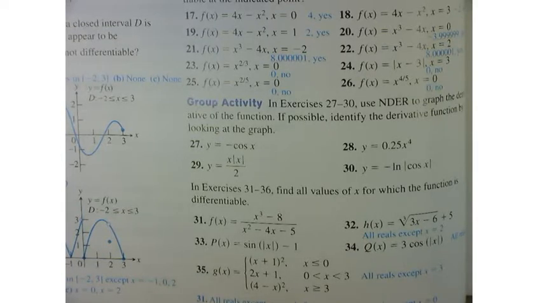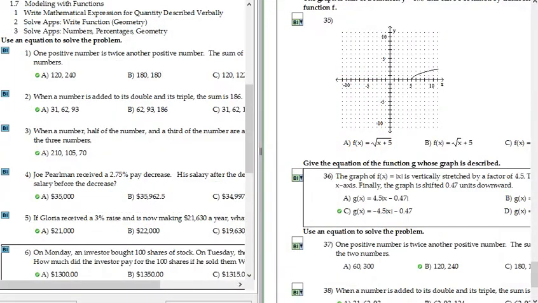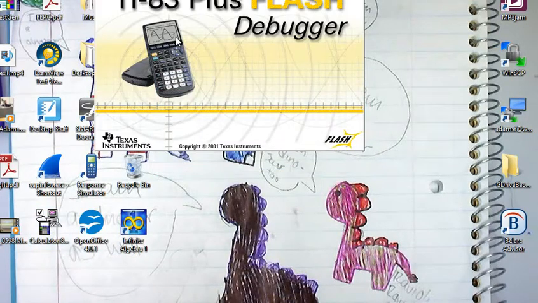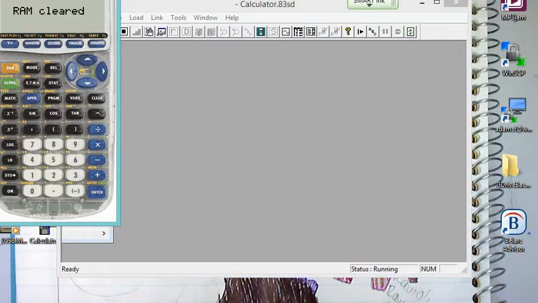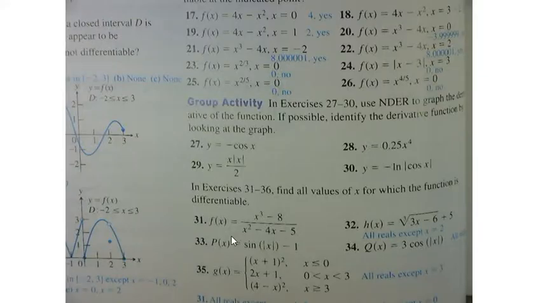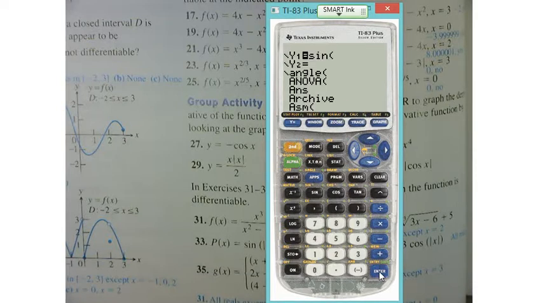So let me pull up my graphing calculator. Oh man, I've got a bunch of stuff open. Okay. And so if I pull up my graphing calculator and I graph this, I'm going to say sine of the absolute value of x, and I think that's minus 1, right?